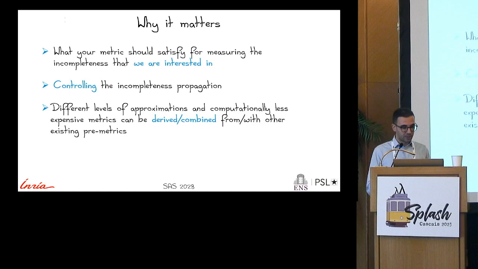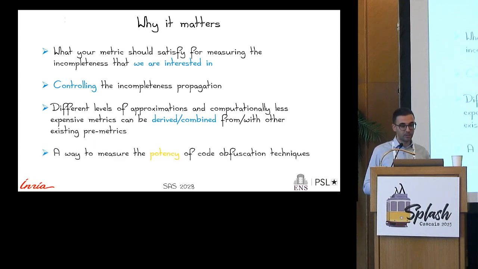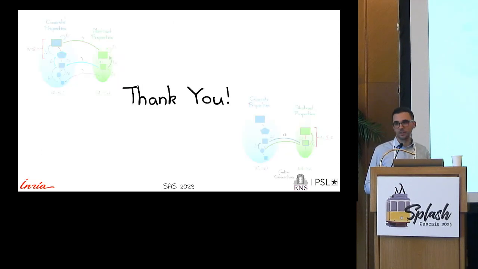And also, thanks to the very few axioms that the pre-metric requires, we can derive pre-metrics from other domains and combine pre-metrics that we have already defined. And this could also be a way to measure, for example, the potency of code obfuscation techniques when used to obfuscate the analysis, to worsen the analysis in this case. And that's it. Thank you.